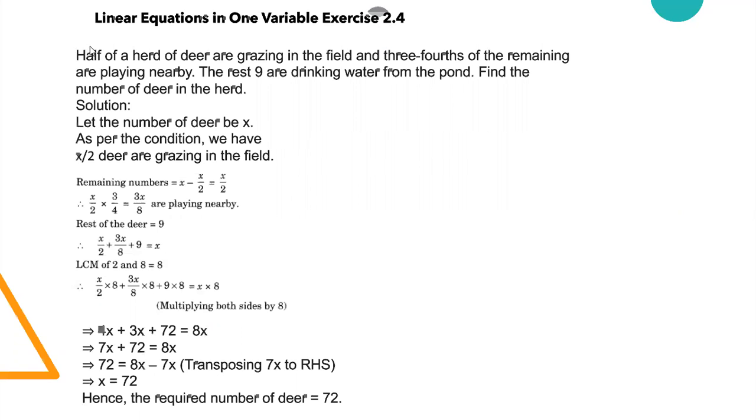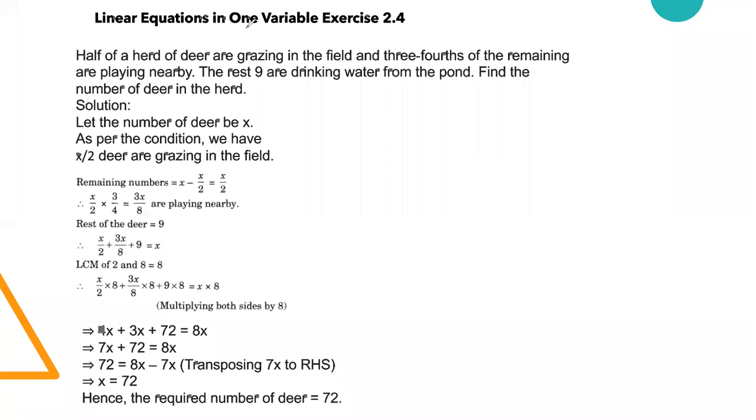So this question number 8 says, half of a herd of deer are grazing in the field and 3/4 of the remaining are playing nearby. The rest 9 are drinking water from the pond. Find the number of deer in the herd. Now let's go with the solution part.